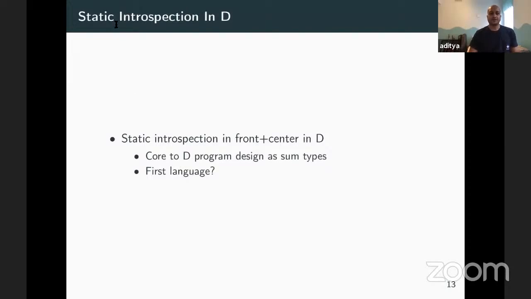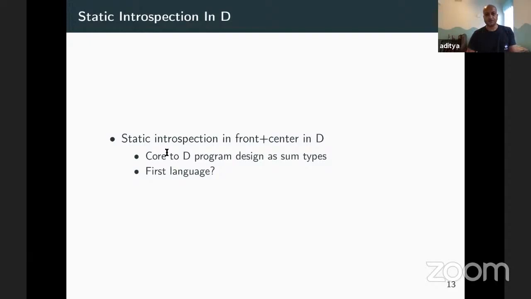And I also want to get into static introspection. In this case, I'm going to use D as the example. And it's not because Nim can't do any of this stuff. It's because static introspection is something that's front and center in D. It is as central to programming in D as some types are central to programming in ML-like languages, right? It's something that people just reach for. And as far as I know, this is the first language that encourages it to that level.